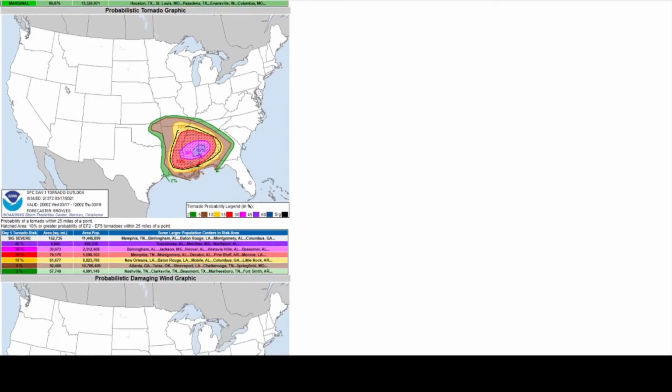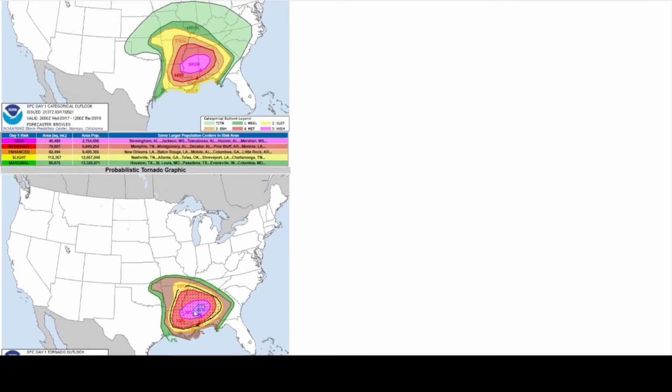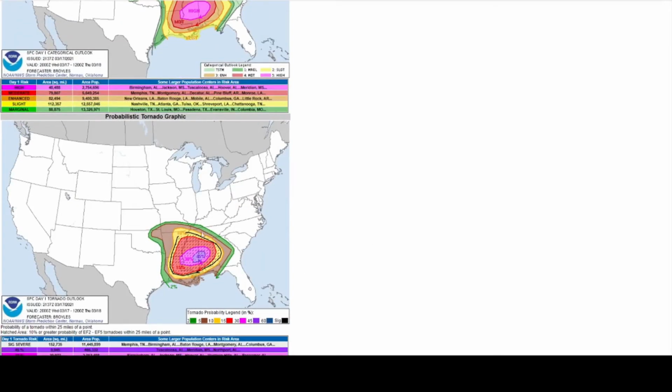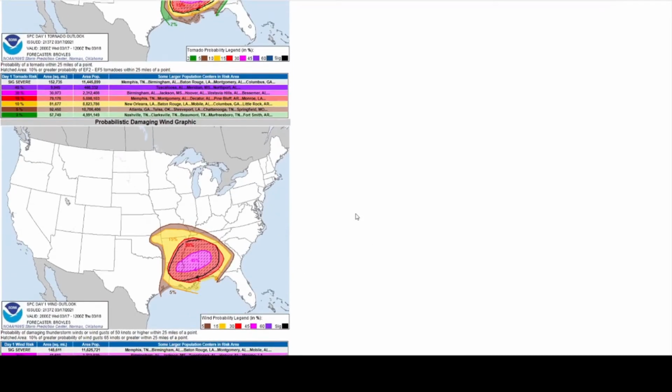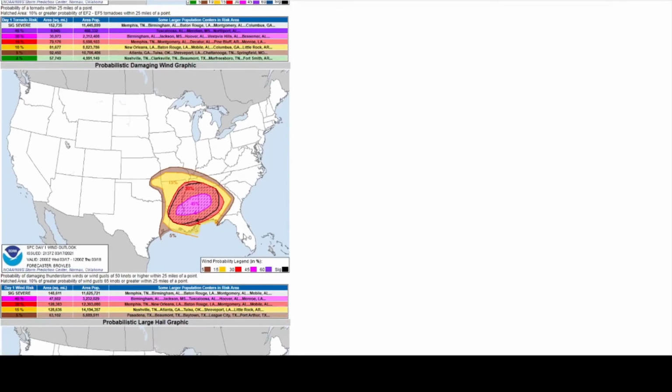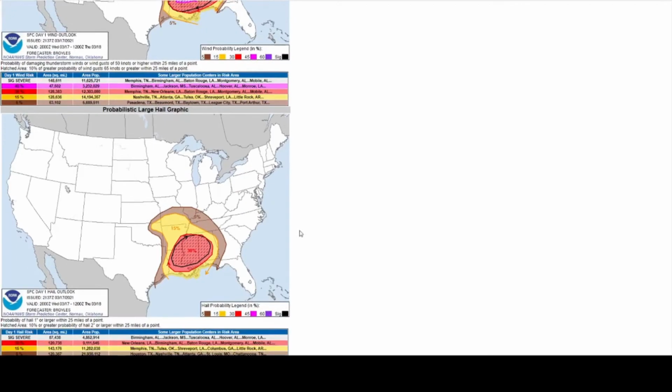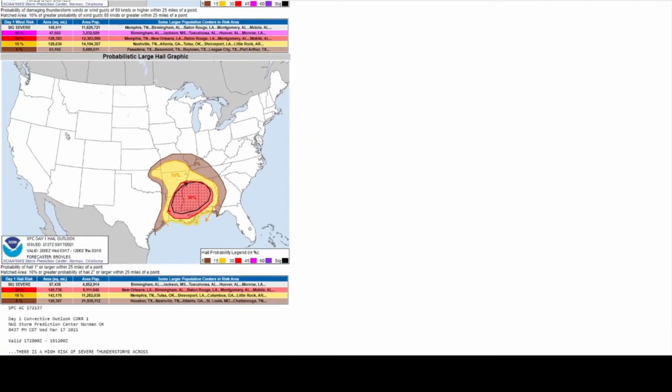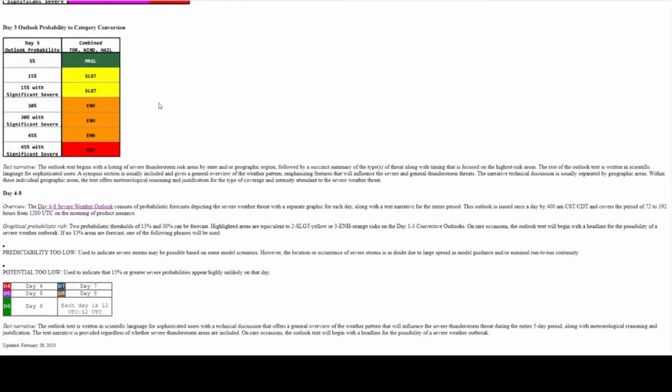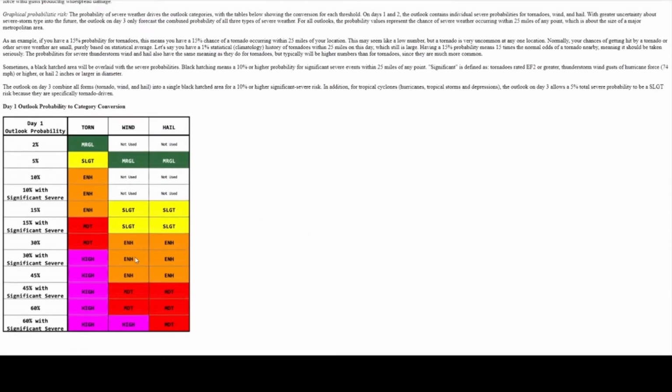So this is all high. 30 and 45 are high, so that's why that is in the high risk. And then the 15 is moderate, and then it goes on. Winds, 45%, which would only be a moderate risk. And then hail would only be enhanced risk. No, that would actually be... Oh no, it would be only enhanced.